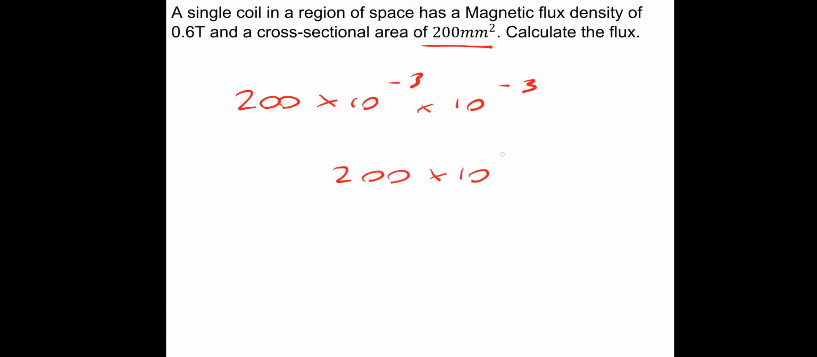So we've got to be careful with the 200 millimeters squared. Just a quick recap. So that'll be 200. The easiest way to do these is millimeters, so that'll be times 10 to the minus 3. And then the squared, just do the same again, so we're going to times by 10 to the minus 3 again. So that will give us 200 times 10 to the minus 6 meters squared.